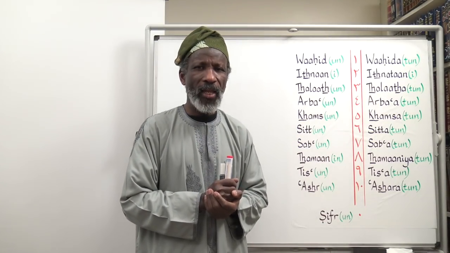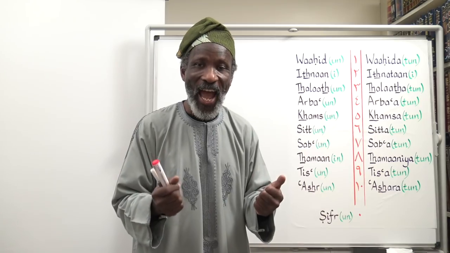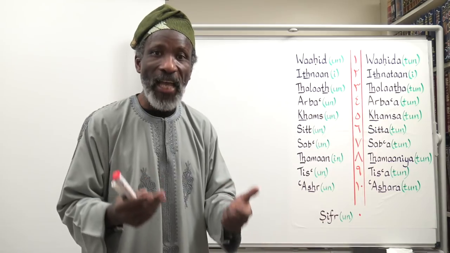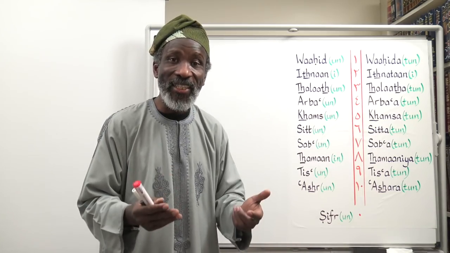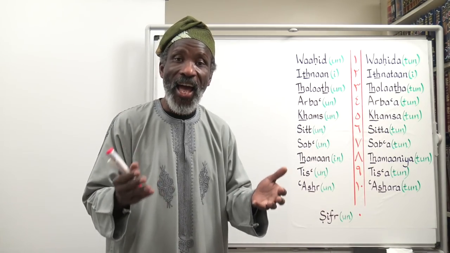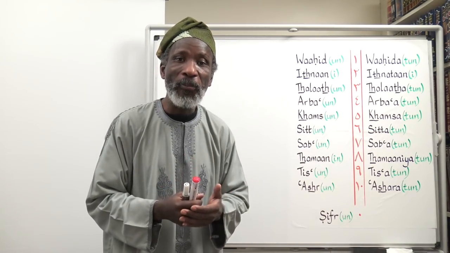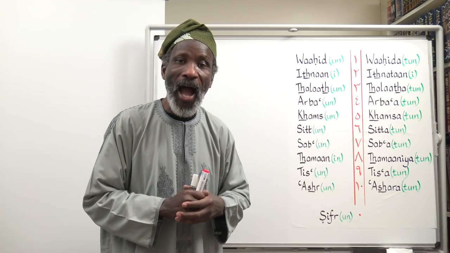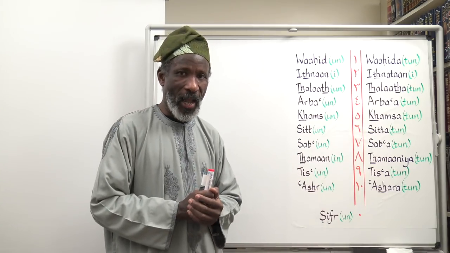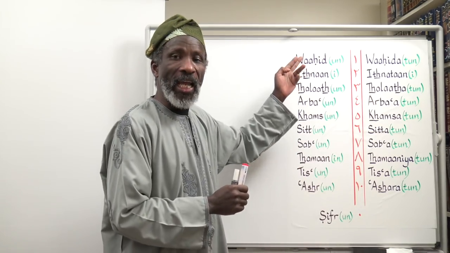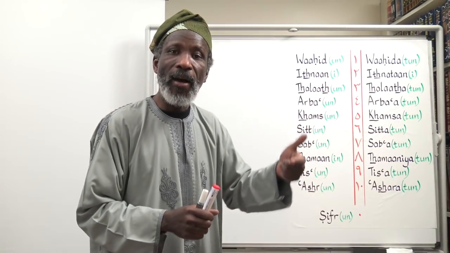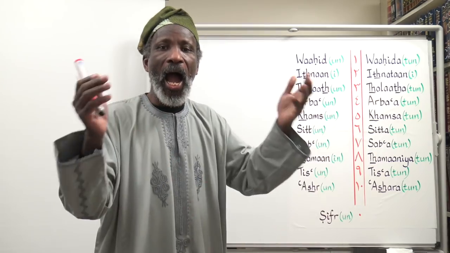Three more times. Right. Together. واحد اثنان ثلاثة أربعة خمسة ستة سبعة ثمانية تسعة عشرة. Two more. Last time. Come on. واحد اثنان ثلاثة أربعة خمسة ستة سبعة ثمانية تسعة عشرة.